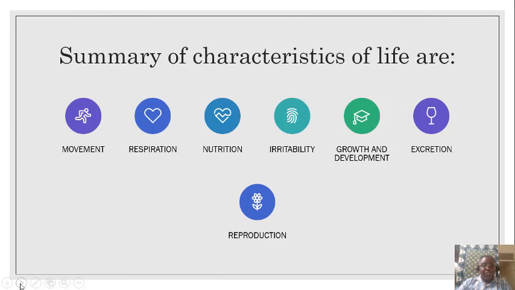So in summary, today we have learned that living organisms have the following characteristics: movement, respiration, nutrition, irritability, growth and development, excretion, and reproduction.